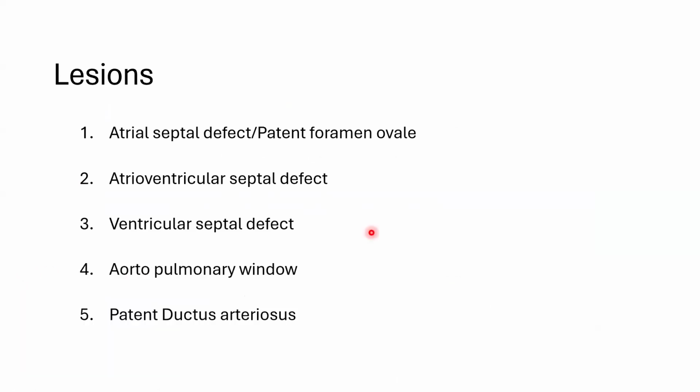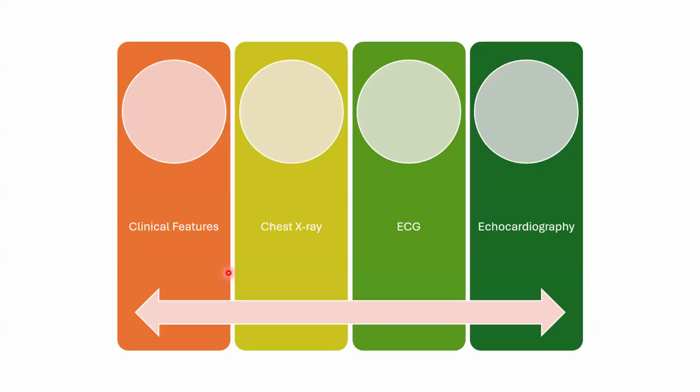So we said the left right heart shunt lesions are either an atrial septal defect, an atrioventricular septal defect, a ventricular septal defect, an aortopulmonary window, or a patent ductus arteriosus. So these are the traditional left right heart shunt lesions. Number 4 is extremely rare, but we'll still talk about it.